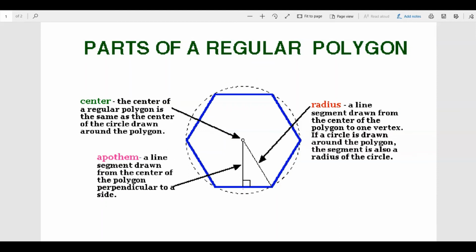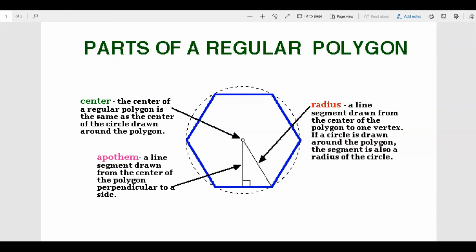So the important vocabulary we have here is center, which is, of course, the center of the circle that would be drawn touching all the vertices. And then it goes from the center to the side. It's perpendicular to the side. And in a regular polygon, it also bisects the side. Then you have the radius, which goes from the center to the vertex. It would be the radius of the same circle drawn all the way around. And then we have the apothem, which is a line segment drawn from the center of the polygon perpendicular to a side. So make sure you know where your apothem is.